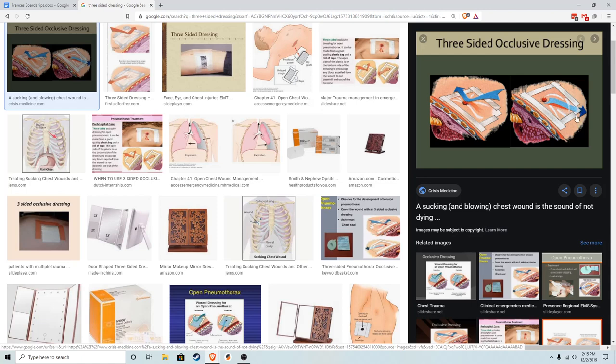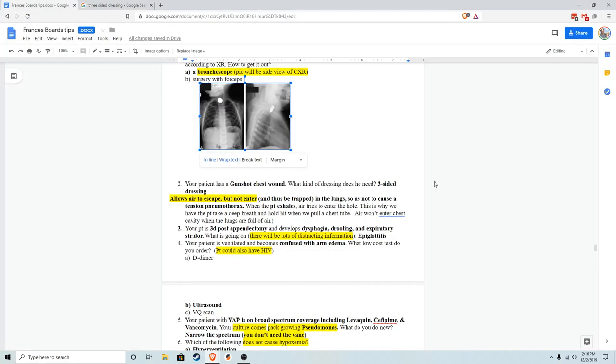That's actually a pretty cool trick. I don't work trauma, so I thought that was pretty neat. But that is what a three-sided occlusive dressing is. Just need something very thin, like a piece of saran wrap. So, like I said, Tegaderm will do. Just tack it down on three sides, and you got at least a temporary treatment for a sucking chest wound. So that's pretty neat.